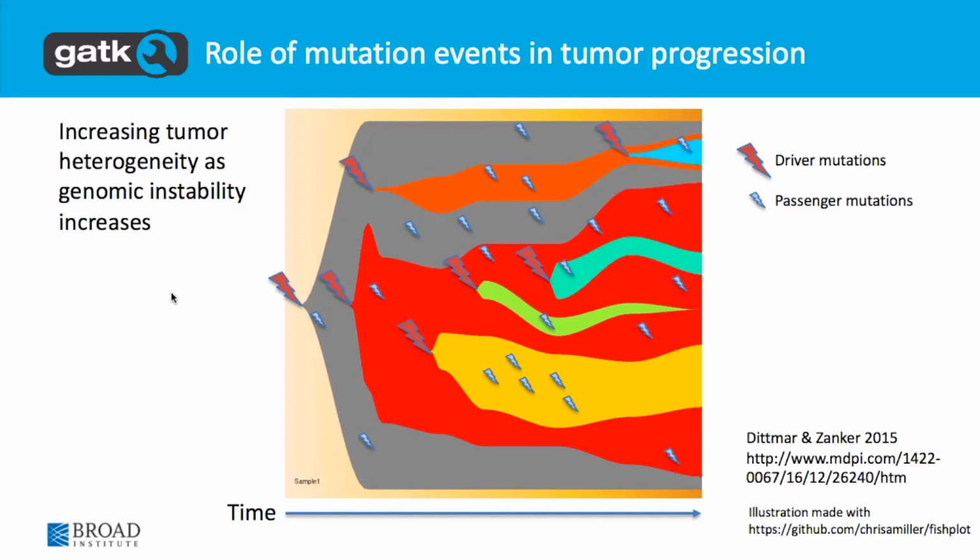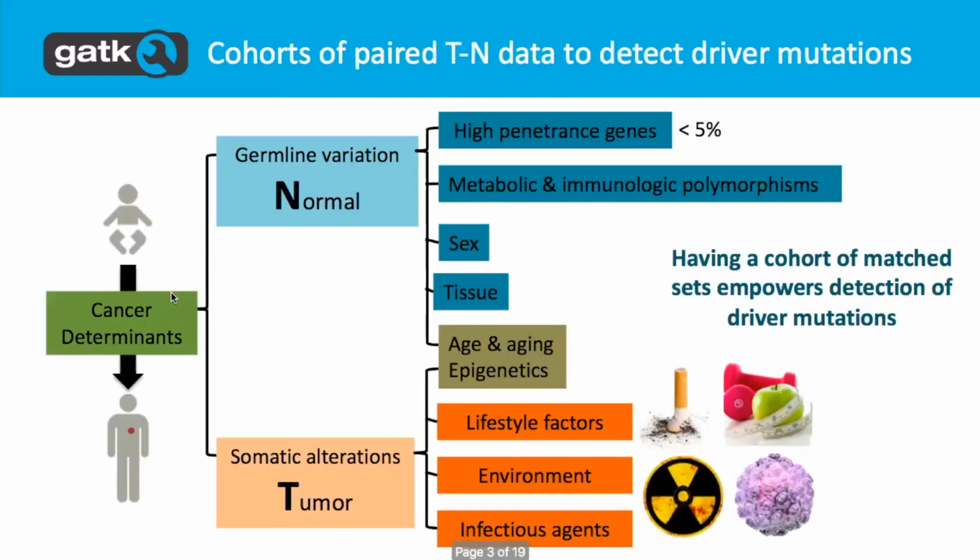All right. So we're going to be looking for these driver events, driver mutations. If we take a step back and think about what is involved in the appearance and proliferation of tumors, cancer, there's a number of different things that cause cancer, right? Coffee, bacon, all the good stuff.